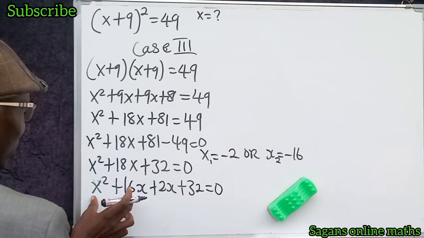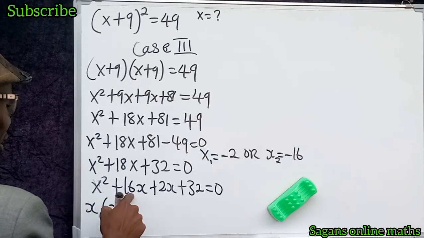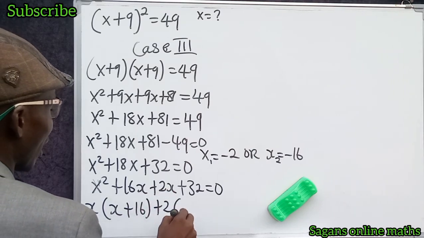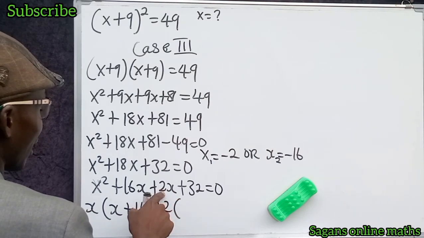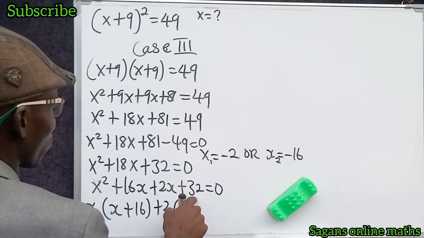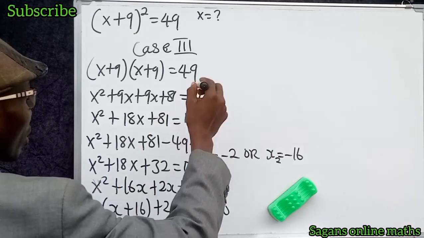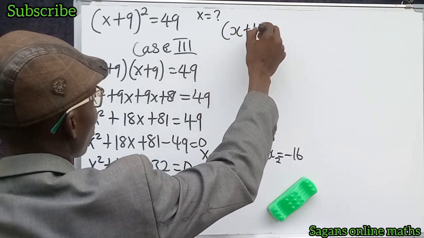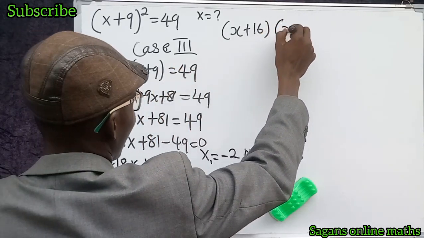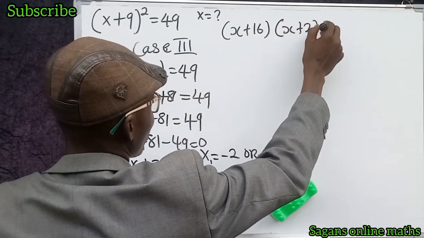What is common here? You can see that s is common: s squared divided by s will give us s, 16s divided by s will give us plus 16. Then what is common here? Plus 2 is common, because plus 2 can go into 2s and plus 2 can still go into 32. Then 2s divided by 2 gives s, 32 divided by 2 gives plus 16. All this equals to 0. What is common from here? s plus 16 is common. If you divide the whole of this by s plus 16, we have s. Now if you divide the whole of this by this, you're going to have plus 2.